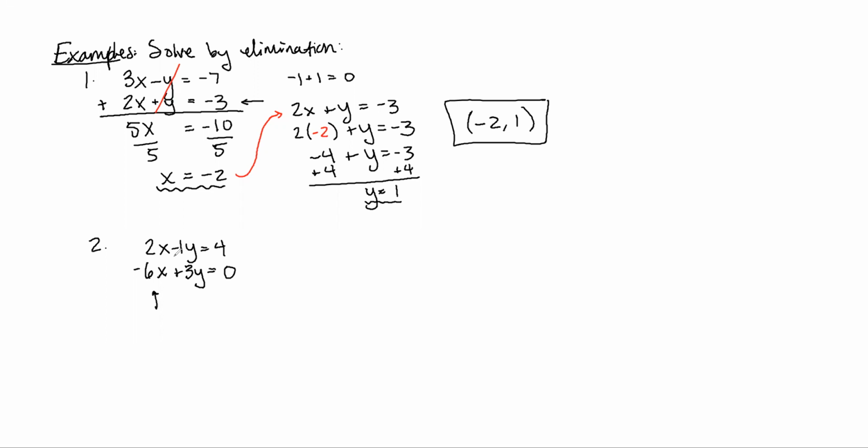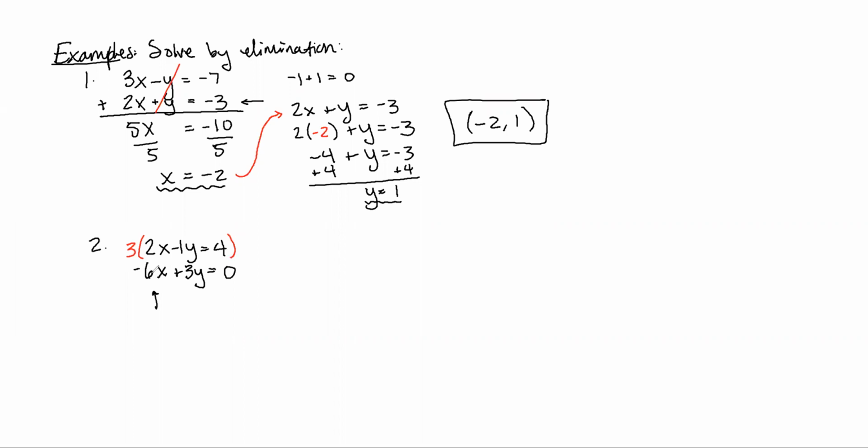I'm going to go ahead and look at the x's. Remember that we want them to be the same number, but we also want them to be opposites. So because we have a -6 here, we want to change this 2 into a +6. And so in order to do that, let me actually do this in a different color, and fix what I just erased. Sorry, this is supposed to be a 4. Let's go ahead and multiply this first equation by 3, because 3 times 2 would give us 6.